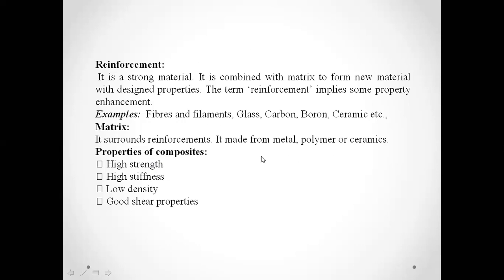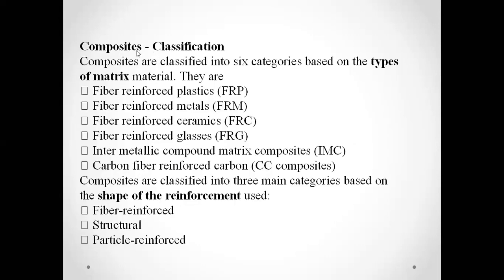So how are these composites classified? This is fiber reinforced plastics, which means your matrix is a plastic. This is fiber reinforced metals, which means your matrix is a metal. Then there are fiber reinforced ceramics, and fiber reinforced glasses. This is how the different composite materials are classified.